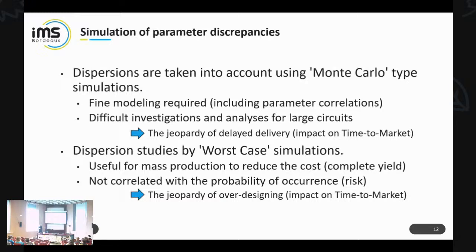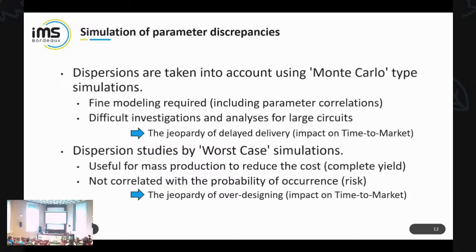And also, it's quite difficult to make the investigation and analysis on a Monte Carlo simulation with a large circuit. You will have several tens of runs going together, and there is a jeopardy of delayed delivery because it will take too much time to develop the circuit and be sure that everything is going well, and then that you will have an acceptable yield. So if it's delayed, it will have an impact on time to market.